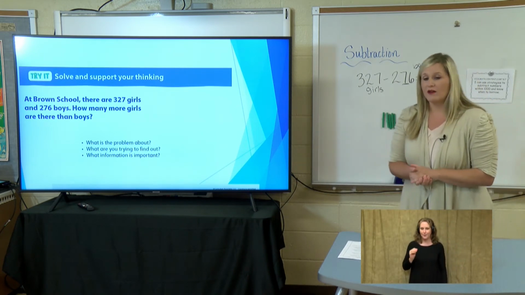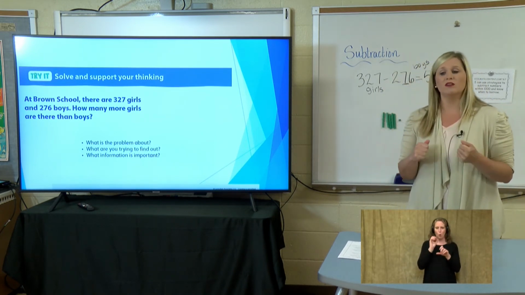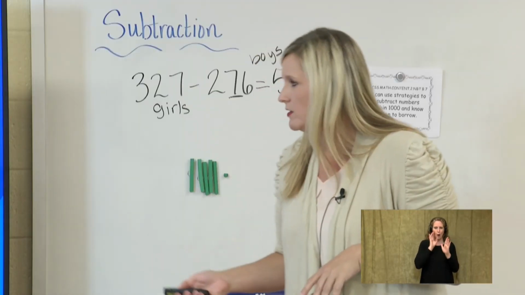All right, so our base 10 strategy works very well. We can also do that by drawing a picture of those base 10 blocks.